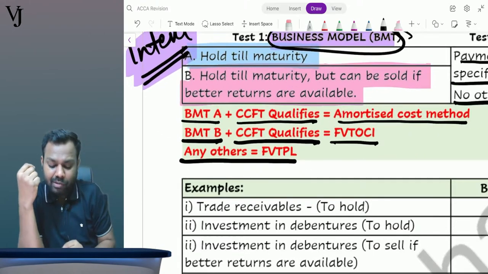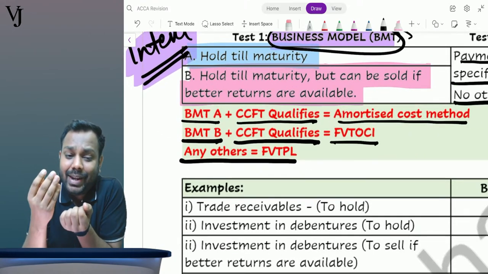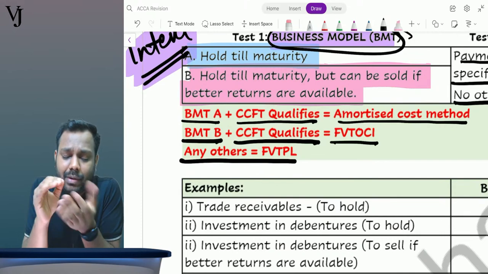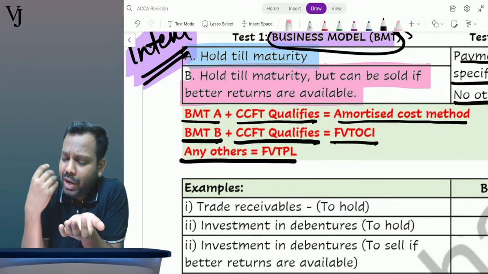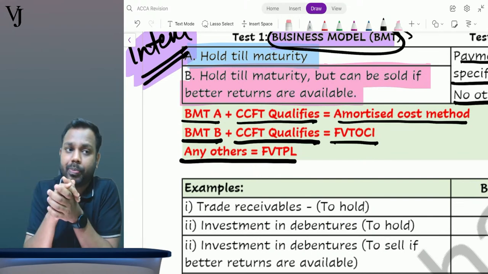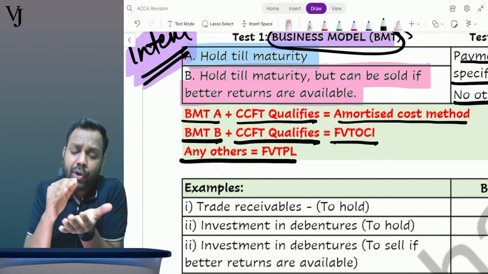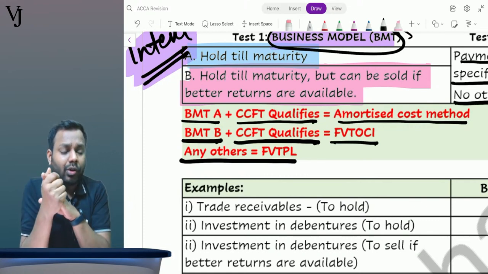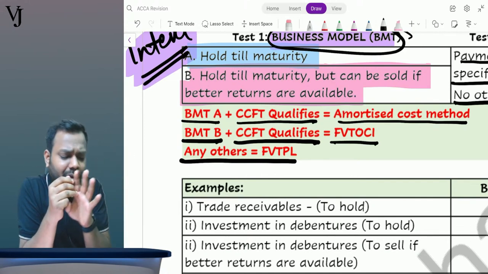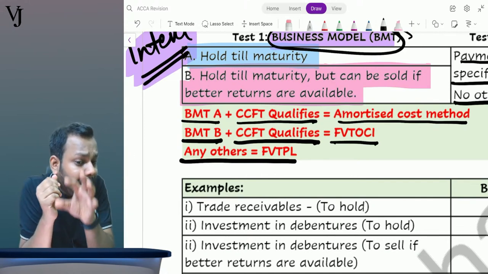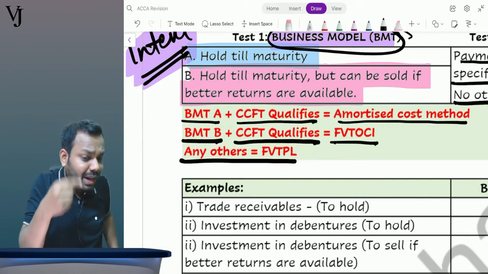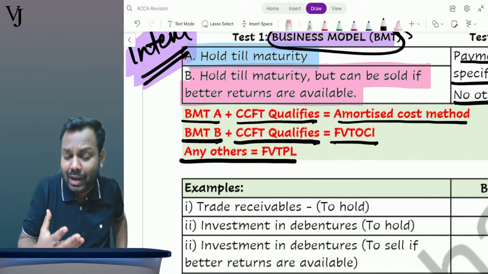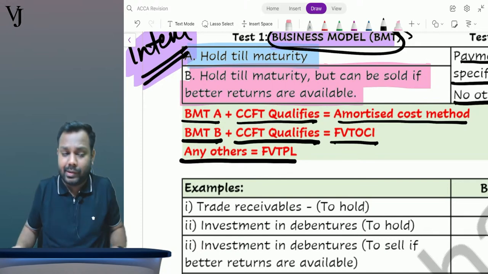Now business model test B is hold it till maturity, but sell if better returns are available. Why is it FVT OCI? Understand. If you want to hold till maturity, will you be bothered about the fair value changes in the market? No. But here, though one of your intents is to hold till maturity, you have one more intent that you can sell if better returns are available. So even though fair value is not that relevant for you, still you will be checking the fair values: if I want to sell, what is the gain or loss that I will have? And you don't have an intent to sell unless you are getting some good returns.